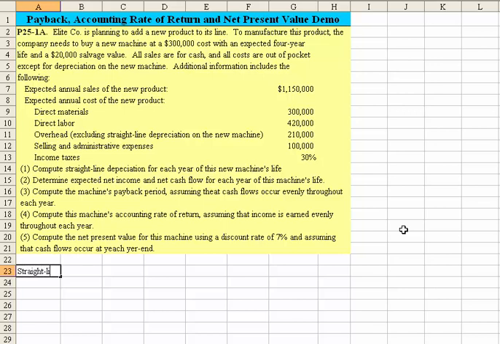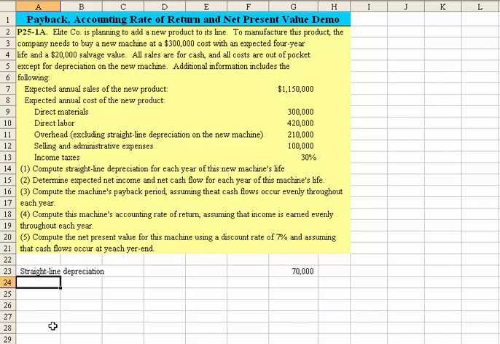Okay, so we have straight line depreciation. And we know from the problem above that the cost of the new machine is $300,000 and the salvage value is $20,000. And the estimated useful life, the expected life, is 4 years, so divided by 4. And that takes care of part 1, computing the straight line depreciation. And I see we have a typo in there, so let me take care of that. And there's our answer to part 1.